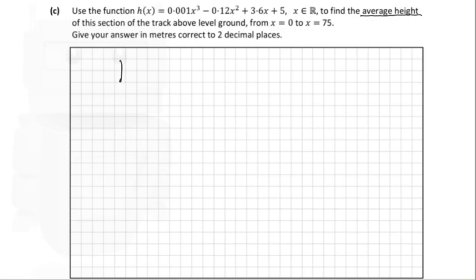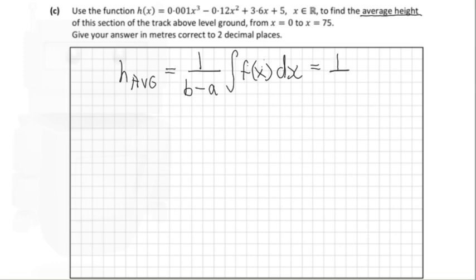So h average. We'll apply the average value theorem: 1 over the width of the interval, b minus a, multiplied by the area, which is the integral of f of x dx, will give you the average height. I'm just going to make a description here: 1 over the width, multiplied by the area. This will help you remember.